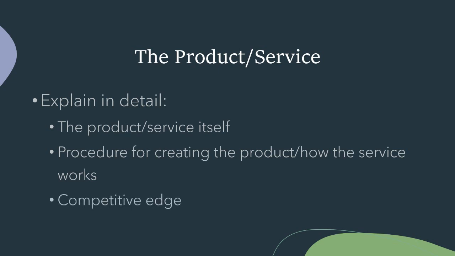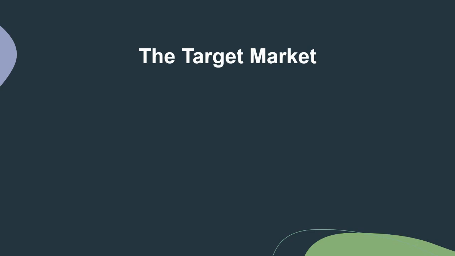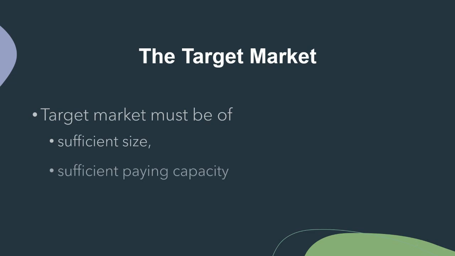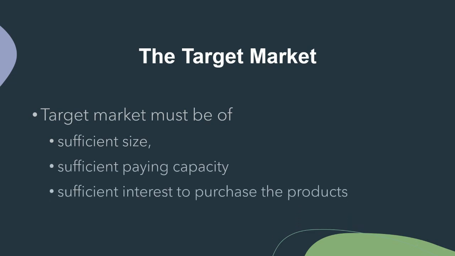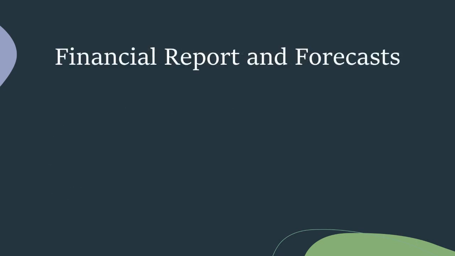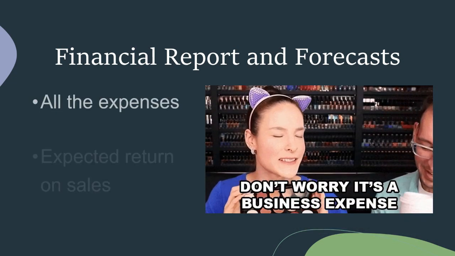So now you have your product. So the next part would be the target market. The target market must be of sufficient size, sufficient paying capacity, and of sufficient interest to purchase the products. These will be your customers. The final part of your business plan will be the financial report and forecasts. So you should explain in detail all the expenses that you incurred and all the expected return on sales.